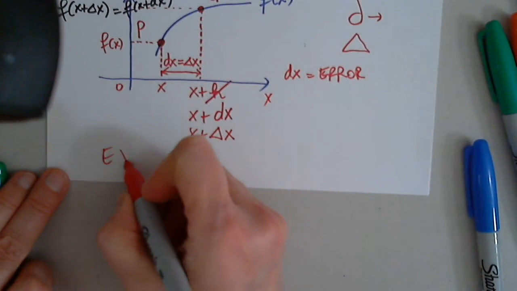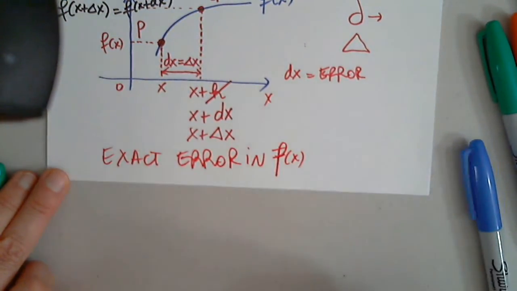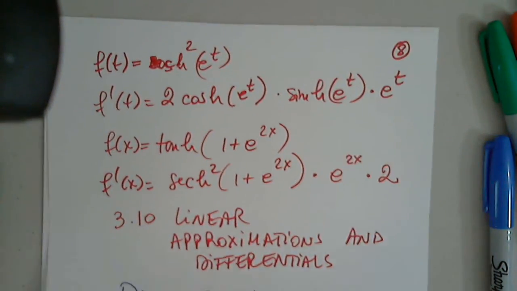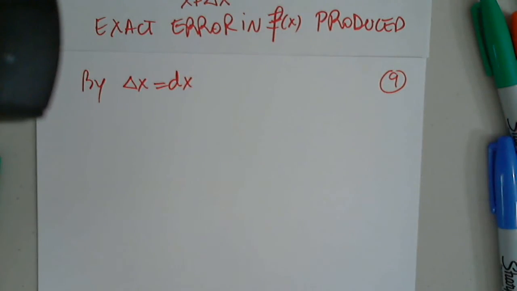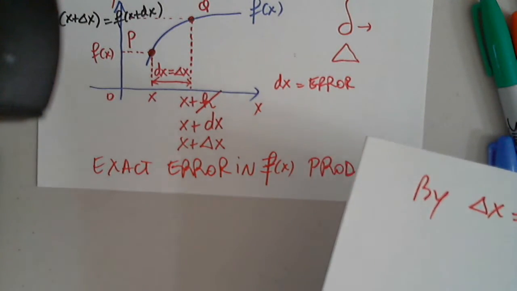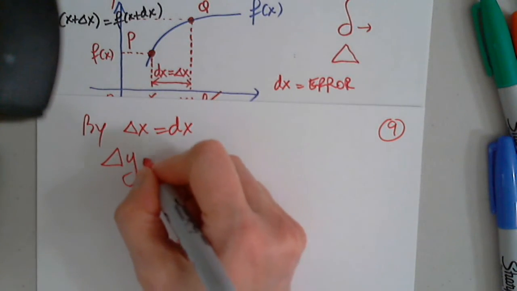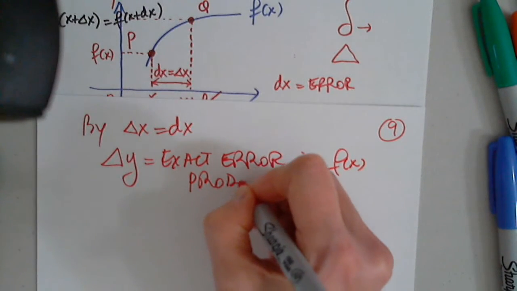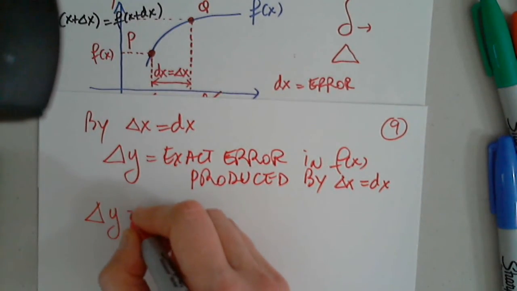So what will be the exact error in the volume, if you want, or in f of x? Let me write it as lowercase. Exact error in f of x produced by delta x or dx. Can anyone tell us? Look at the graph and say, I know. If there is an error in x, there will be an error in y, and the exact error will be determined, and it's denoted by delta y. Exact error in f of x produced by delta x equals dx. So can anyone look at the graph and tell me what is the formula for delta y?